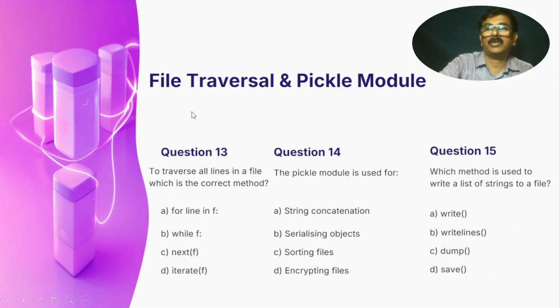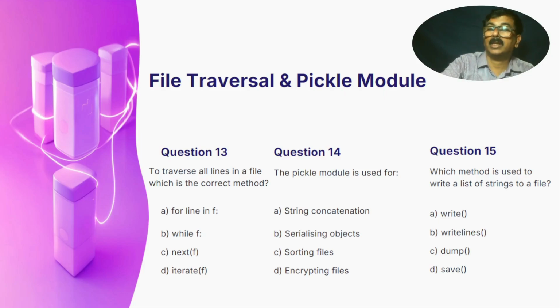So questions on file traversal and pickle module. Question 13. To traverse all lines in a file, which is the correct method? For line in F colon, while F colon, next F, iterate F. For line in F colon. F may be a file name. That is A. The pickle module is used for string concatenation, serializing objects, sorting files, encrypting files. That is serializing objects. And which is the method for deserialization?